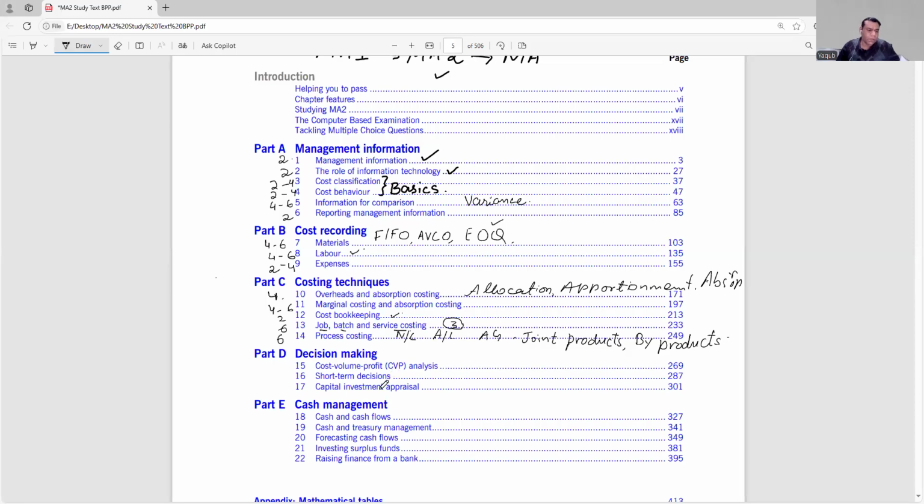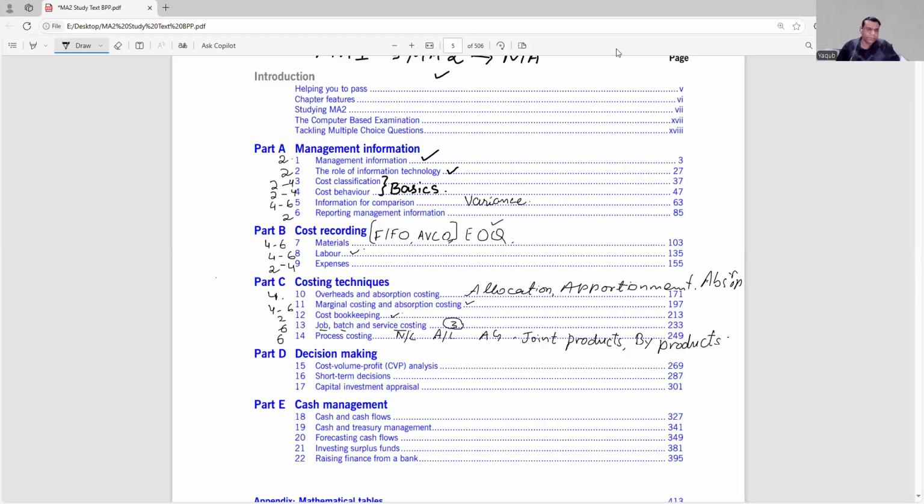You did not study about these three areas in MA1. Although you studied about management information in MA1, then cost classification and cost behavior, then a certain or half of the knowledge or chapter about material. Labor more or less is same. There were no expenses in the MA1. Overheads you have learned up till under or over absorb in overheads. There was certain introduction of absorption and marginal costing, but here we have it in detail.